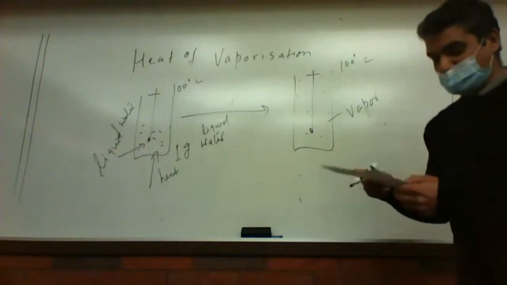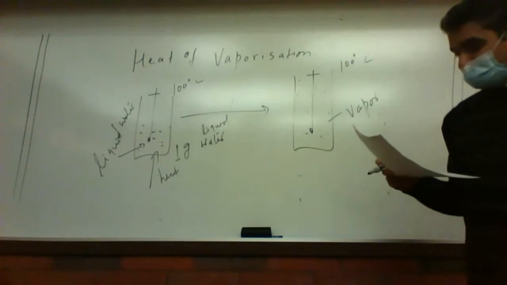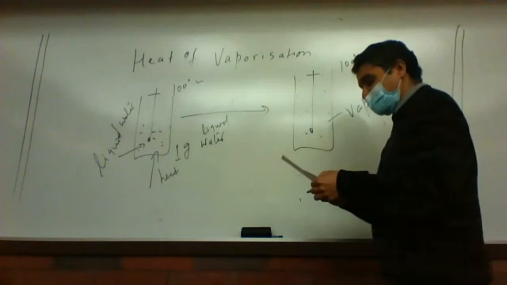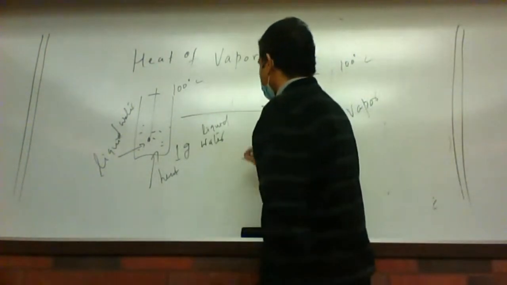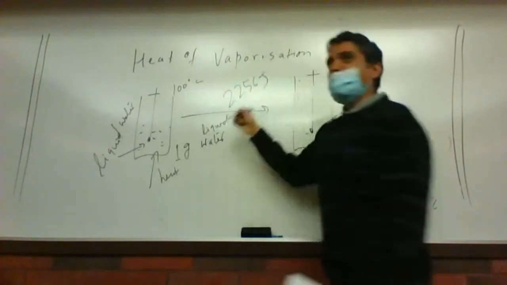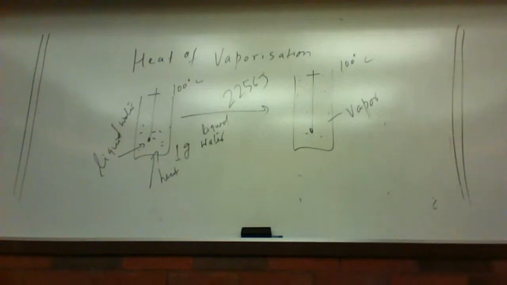So how much heat does it require to convert 1 gram of water at 100 degrees centigrade to vapor at 100 degrees centigrade? This is 2256 joules. A lot of heat energy. So it's pretty easy to melt the ice, but it's very hard to convert liquid water to water vapor at 100 degrees centigrade. Make sense?